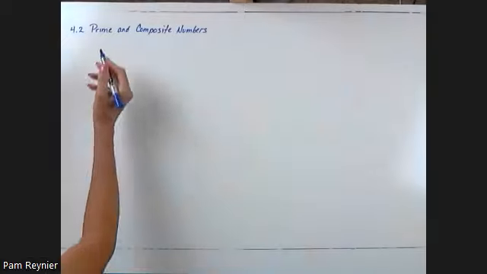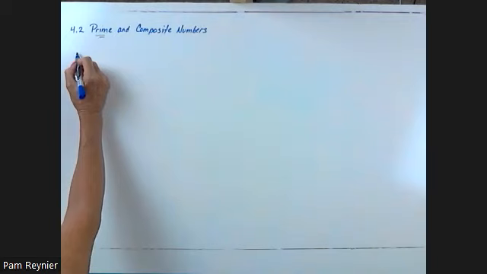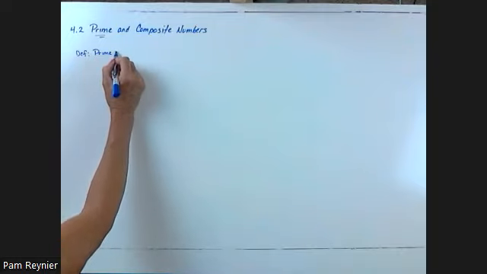All right, we're going to take a look at section 4.2, prime and composite numbers. Because it's important to know the difference, especially what a prime number is. So let's take a look. Let's start with the definition of prime.